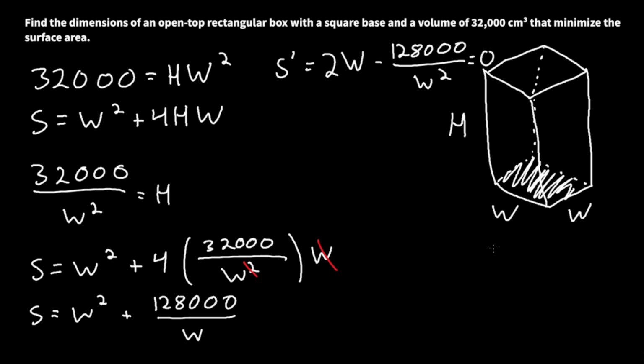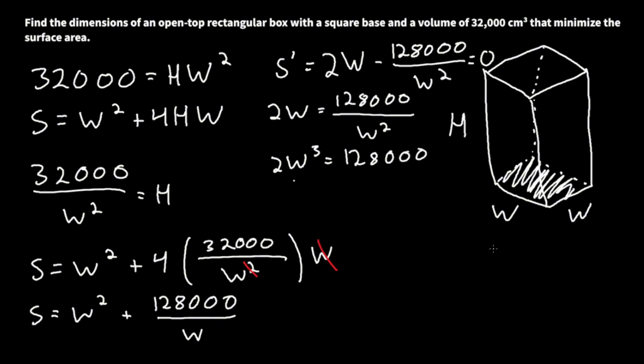So we need to isolate width. So let's go ahead and write a function for this. Width is equal to 128,000 over width squared. I just moved this term onto the 0 side. And then multiply width onto both sides to cancel out the width in the denominator here, to get width cubed is equal to 128,000. And then you get width cubed is equal to 64,000 once I divide 2 on both sides.